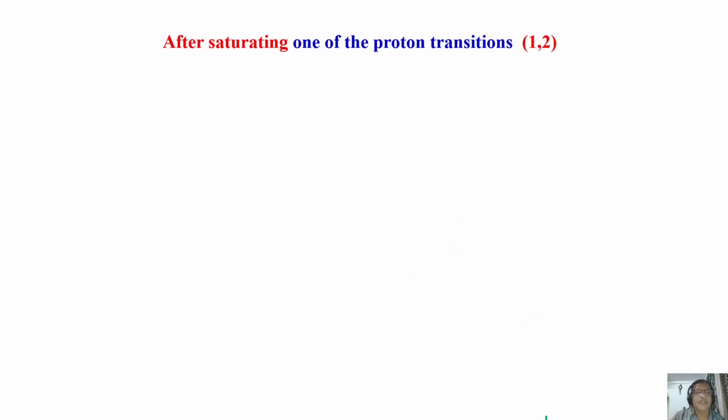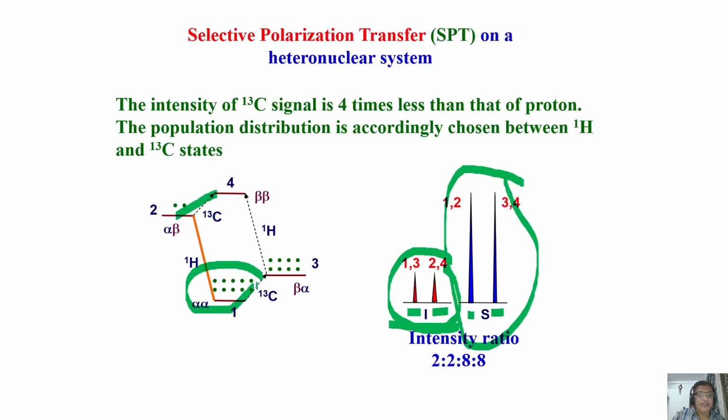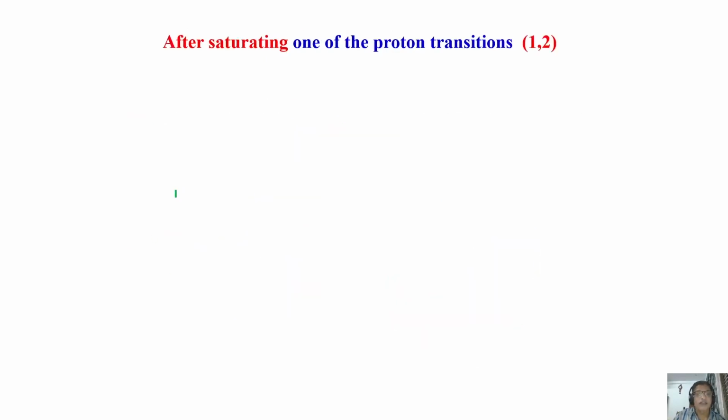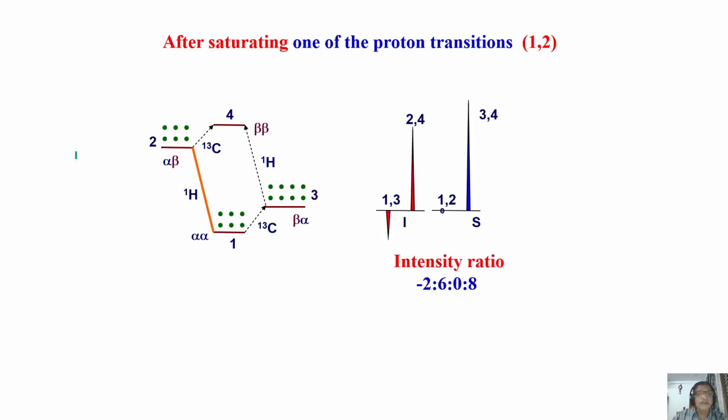Now we'll see only saturation transfer. What happens? I am going to saturate one of the transitions, that is 1 and 2. Proton transition I am saturating. What was the population difference? 10 and 2. Now 10 and 2 is totally 12. I made it 6, 6 because I am saturating, equalizing. So it was 10, it was 2, I equated it to 6, 6. That's all I did. Now calculate the intensity.